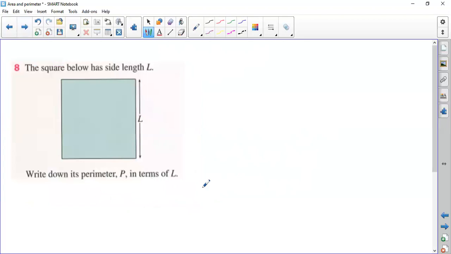The square below has side length L. Write down its perimeter P in terms of L. So let's find now a formula for the perimeter of a square. So since the side of the square is L, it means the perimeter will be the sum of all the sides. We know that a square has all the sides equal in length. Okay, so all the sides are equal. That's why the perimeter will be L plus L plus L plus L. Okay, so I'm adding all the sides.